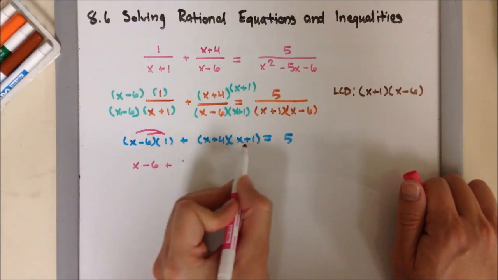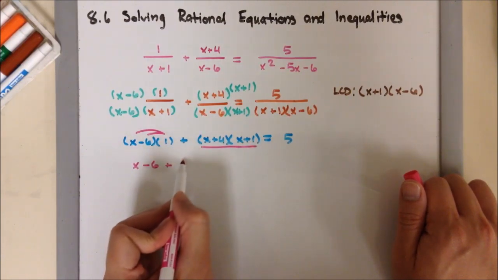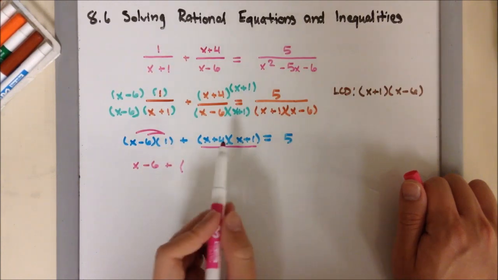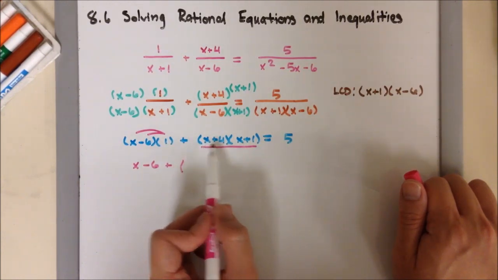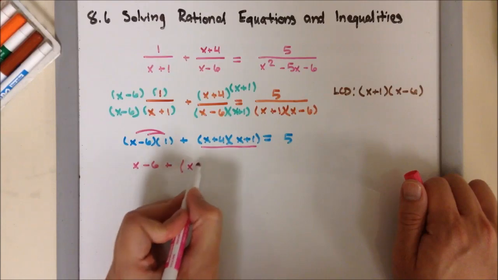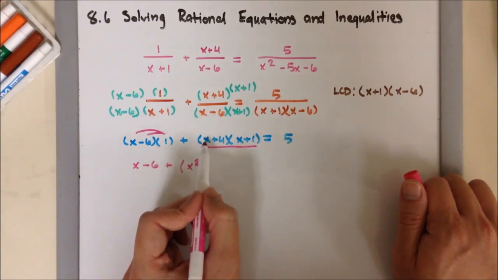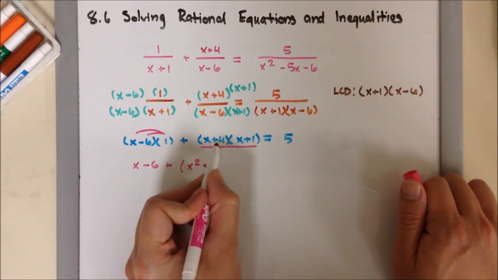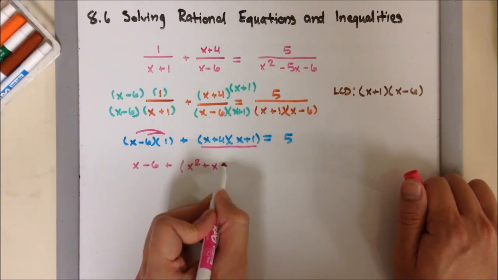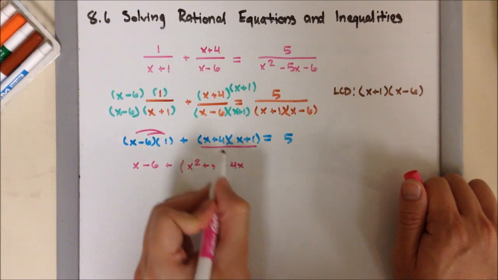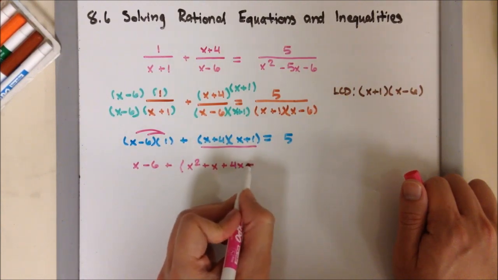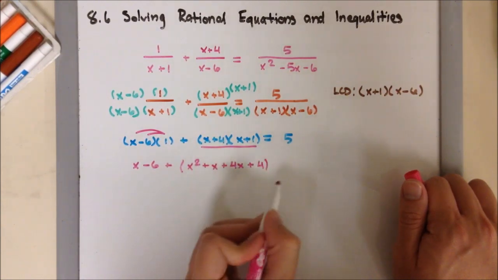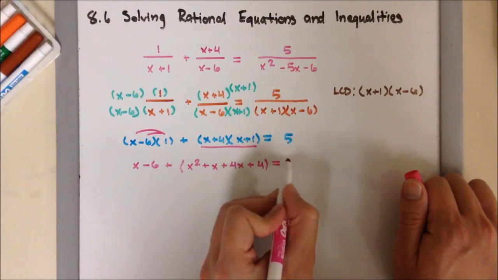Now here, I'm going to have to FOIL. So I'm going to have it still in parentheses. When I FOIL, x times x is x squared. x times positive 1 will be positive x. 4 times x will be positive 4x. And then 4 times positive 1 will be positive 4. Close parenthesis. And then bring down equal to 5.